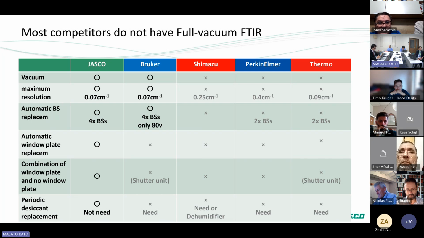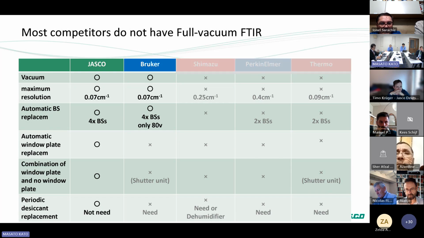Most competitors do not have a full vacuum FTIR. There are many competitors in FTIR, such as Shimadzu, PerkinElmer, Thermo, and Bruker. However, only JASCO and Bruker are manufacturers of vacuum FTIR. Even in the case of tenders, you can bid on favorable terms and prices.